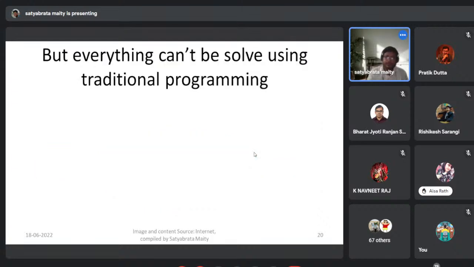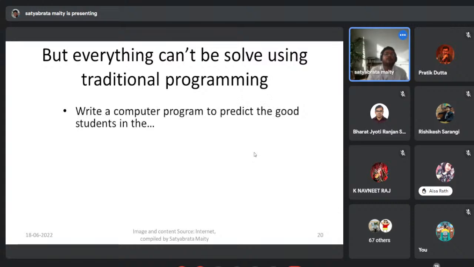But can we solve every problem in this traditional way? I am giving you a problem to solve. Write a computer program to predict the good students in the class. Can you write a program for this? Yes, you can write a program. How can you write it?